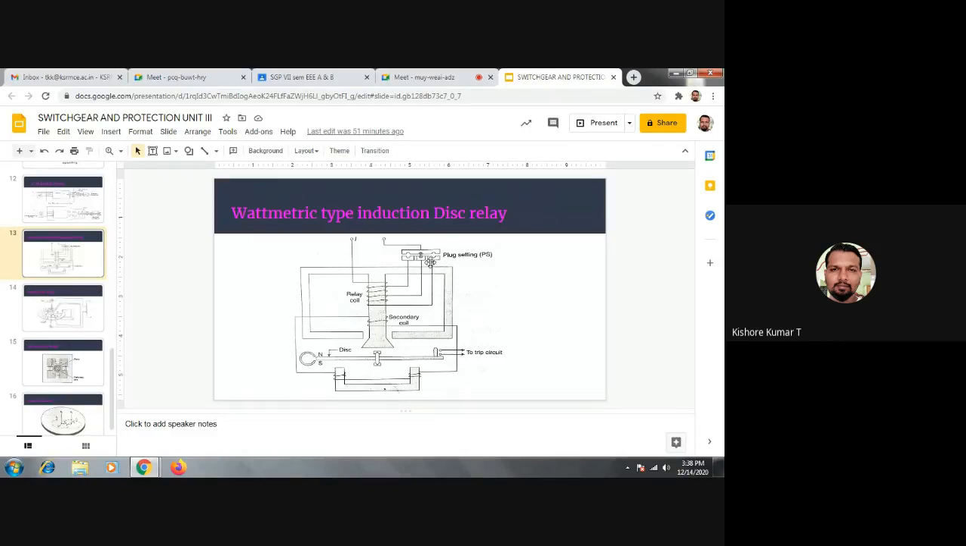Just we will change the setting, that's it. Okay, forget about that. I will explain that later. So there is scope for discussing that later. Okay, fine. So here, this is the relay coil.